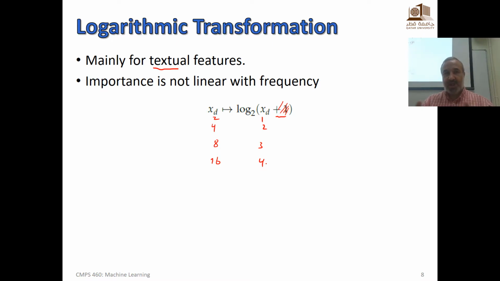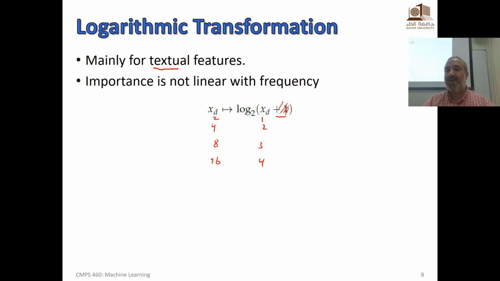Another case, if we change this 1 and 2 to 10 and 11. So the first document has 10 occurrences of the word Qatar and the other one is 11. Do you think there is a big difference? Although the absolute difference is the same, right? Between 1 and 2, the absolute difference is 1. Between 10 and 11, the absolute difference is 1. Same absolute difference. But it doesn't matter much in the bigger values. So we want the bigger values to have less effect.